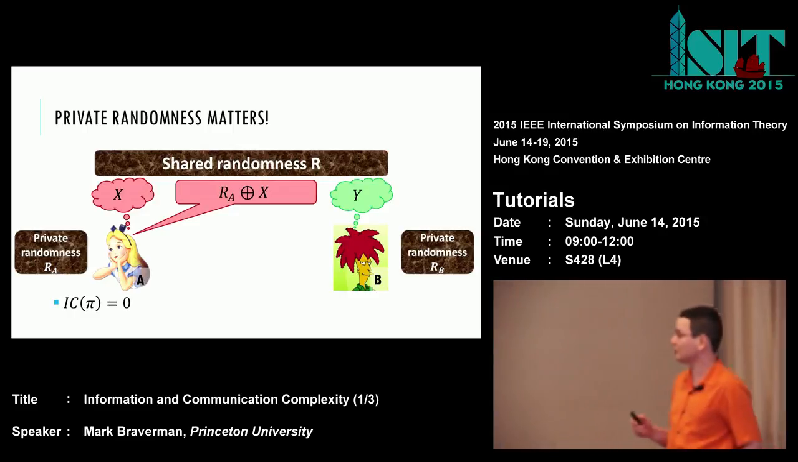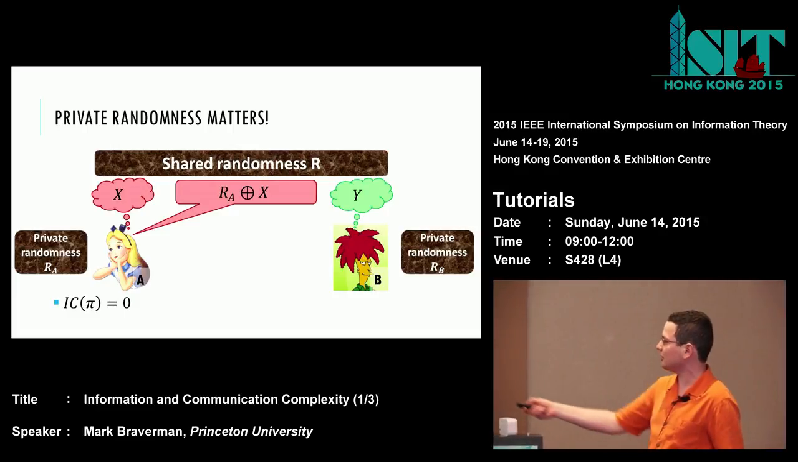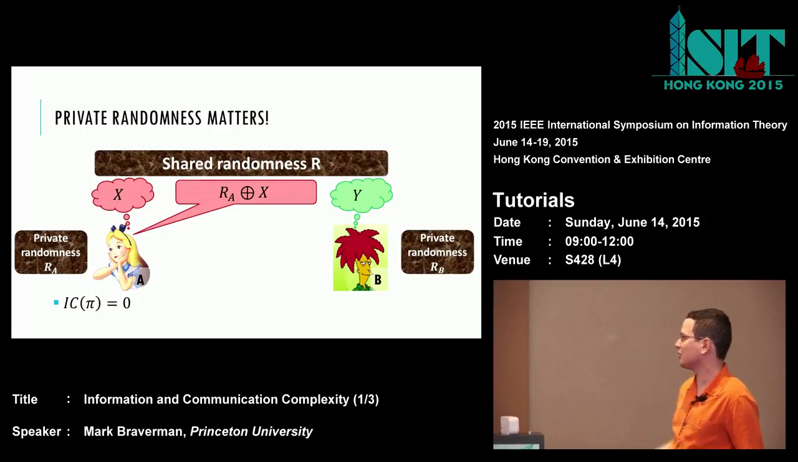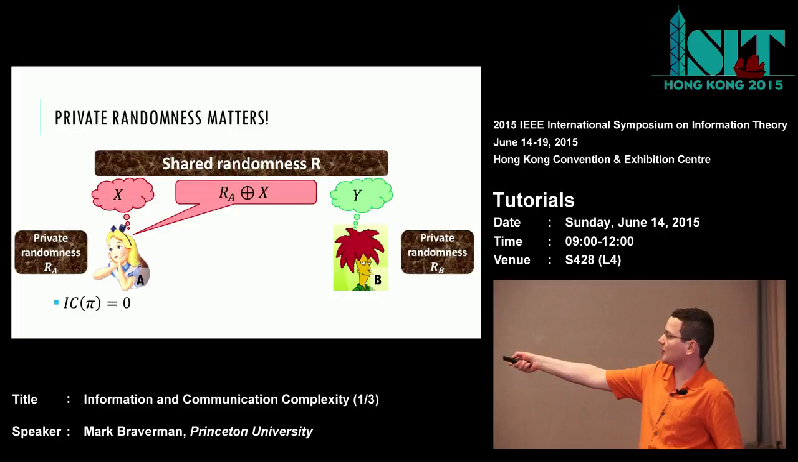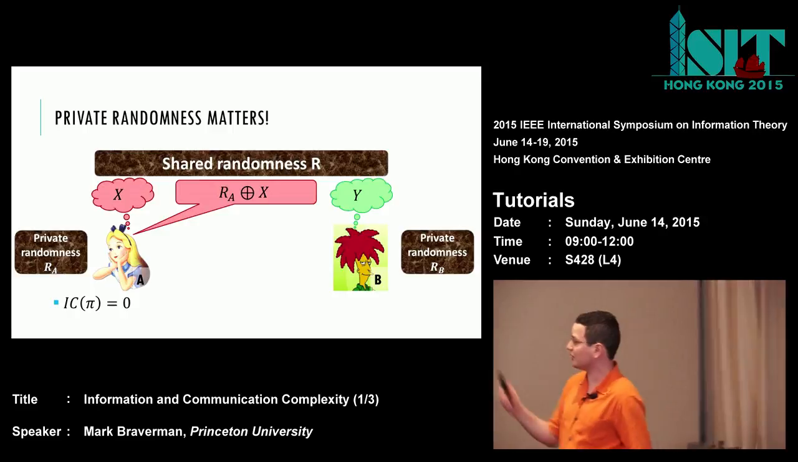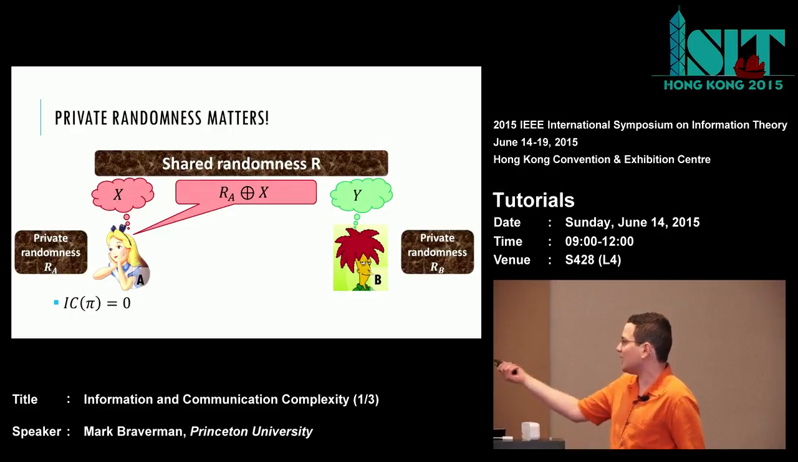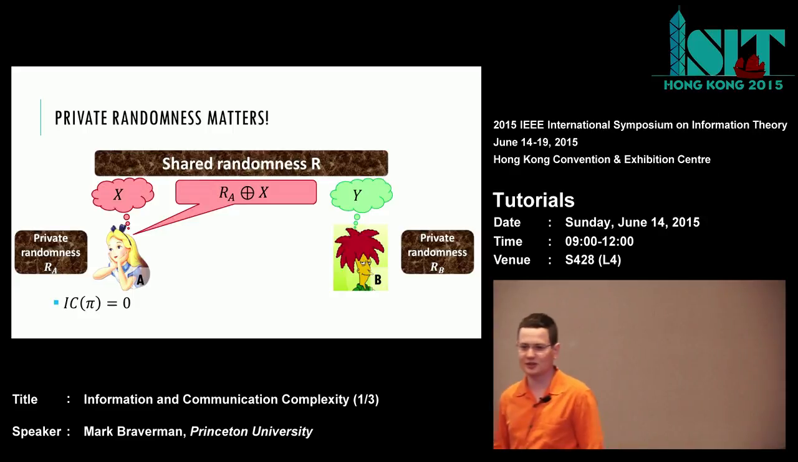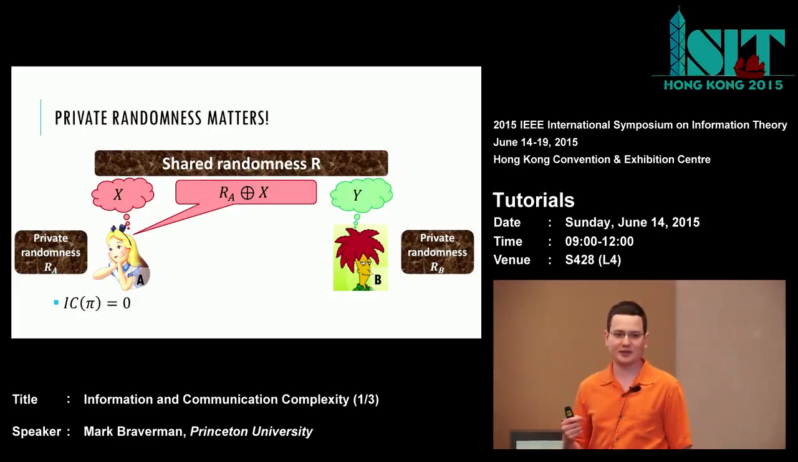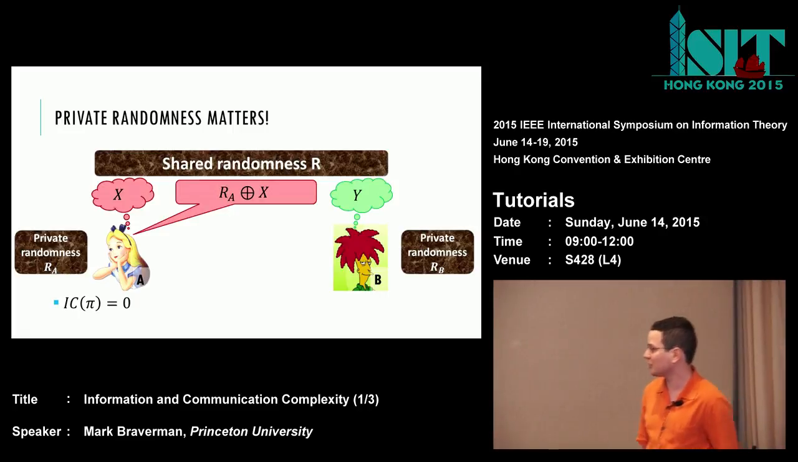Here is a simple example that will help us get used to the definition, but also will show us why private randomness matters. Consider the following protocol. Alice takes her private randomness, assuming there are enough bits, does a bitwise XOR with X, and sends it to Bob. That's my entire protocol. What is the information cost of this protocol? Alice learned nothing because she only speaks, she doesn't listen. What does Bob learn about X? Nothing. So the information cost of Pi is 0, regardless of what the prior is.